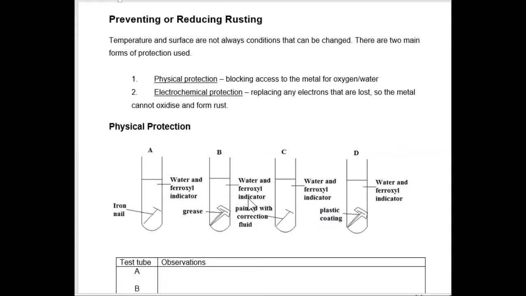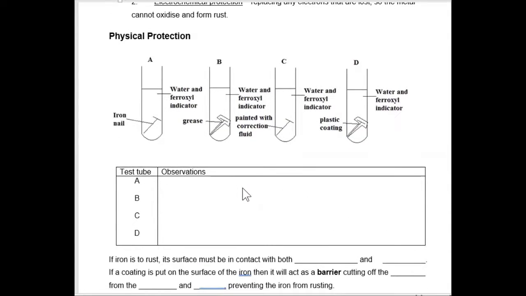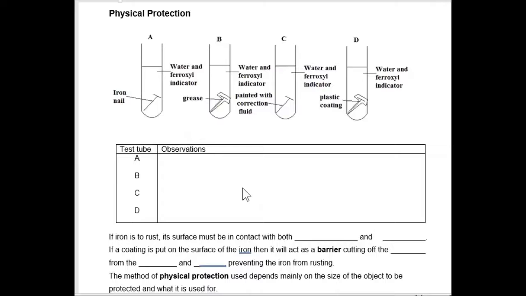Let's look at physical protection. Physical protection essentially is protecting the iron from water and oxygen. So here we've got a setup. We've got the first nail just in water and ferroxyl indicator. The next one's coated in grease with ferroxyl indicator. The next one's been painted with correction fluid, aka Tipex and the like. And the last one has been coated in plastic. All have been placed in water with ferroxyl indicator.